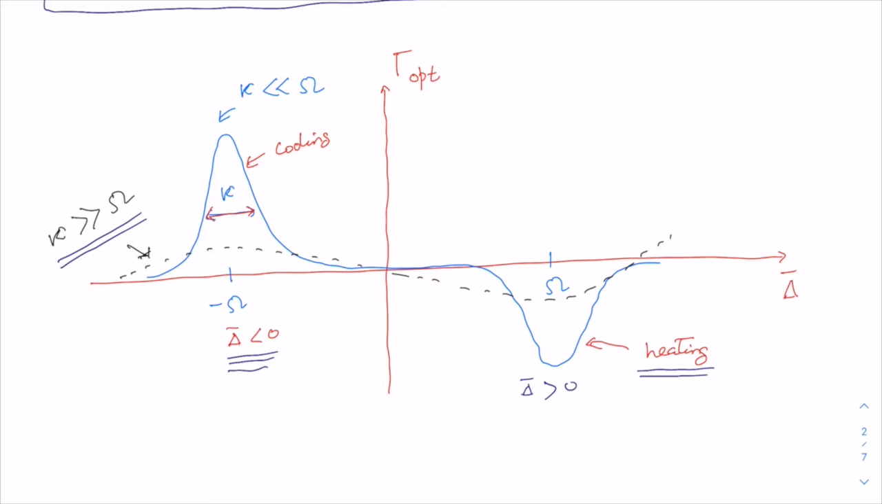However, the two peaks that we obtain are not resolvable much, and the effect is also not that great. But if we go into the other regime, when the cavity decay rate is much smaller than the resonance frequency of the mechanical oscillator, then these two peaks are highly resolved, and this regime is known as the resolved sideband regime. Here we'll get a prominent cooling or heating effect depending on whether the detuning parameter is less than zero or greater than zero.